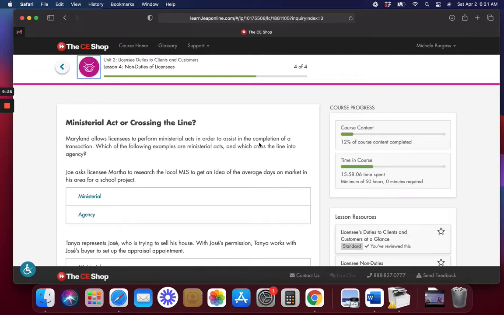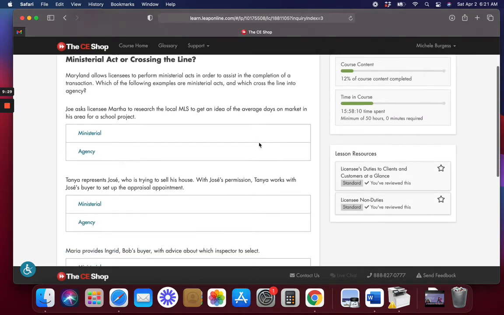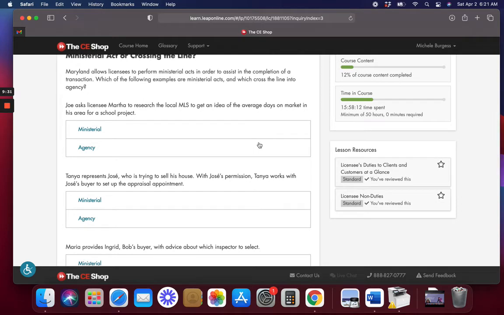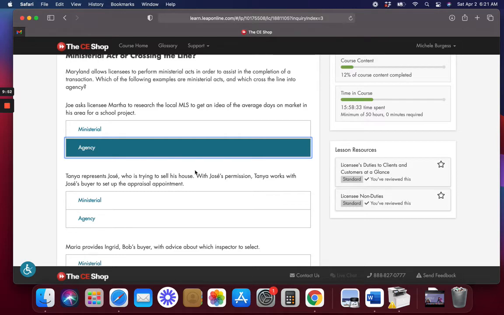All right, crossing the line. Joe asked licensee Martha to research the local area to get an idea of the average days on market for a school project. Let's see. I'm talking too much and I've got a cough. All right, let's get back here. I would say this would be agency.